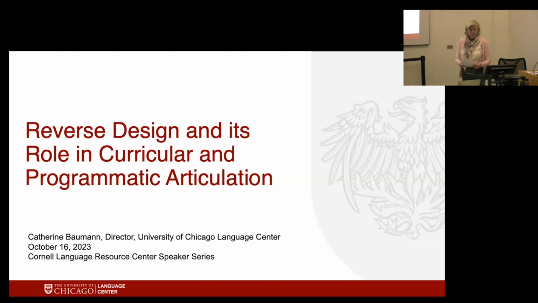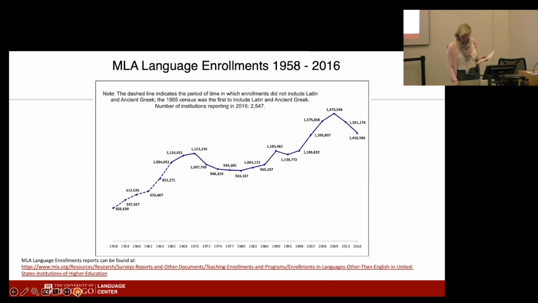So I want to start with what I'm calling hard news. I don't want to call it bad news, but difficult news in the world of language and humanities study that we're facing and looking ahead. And you may know some of this. I have to click somewhere else. So that is the trends in enrollment.